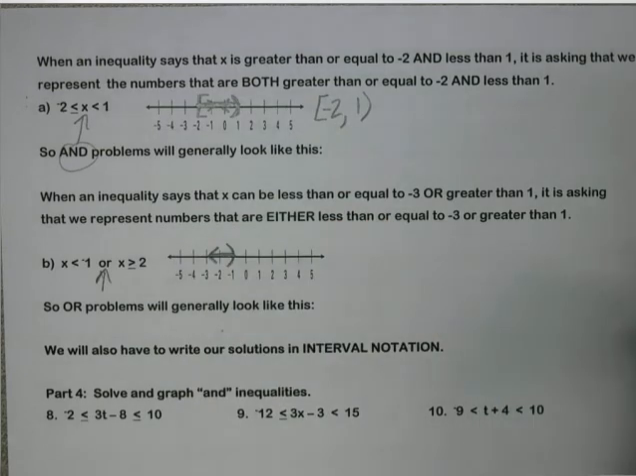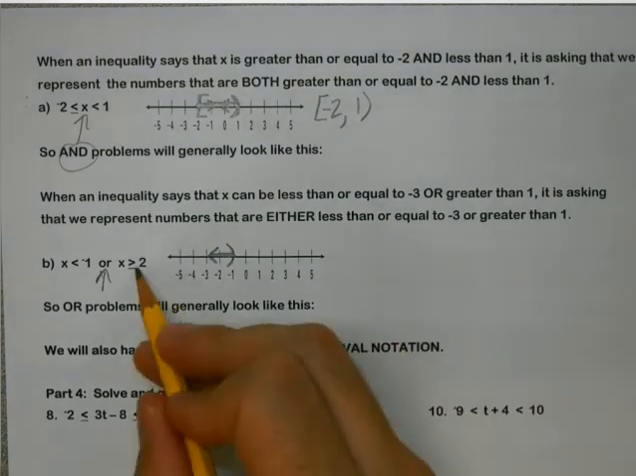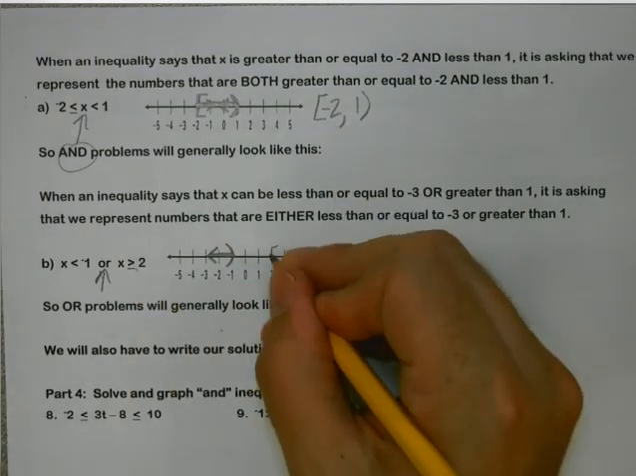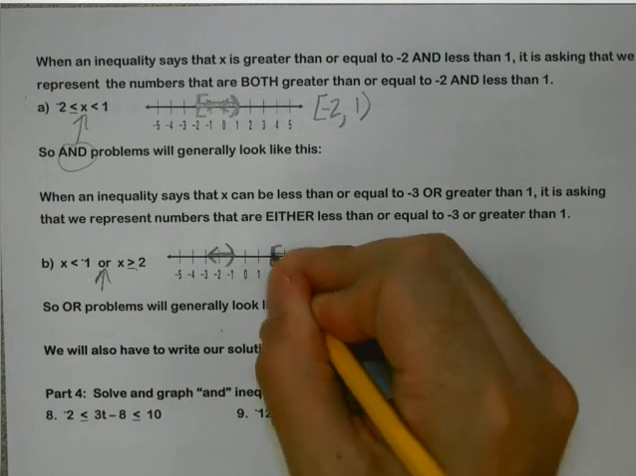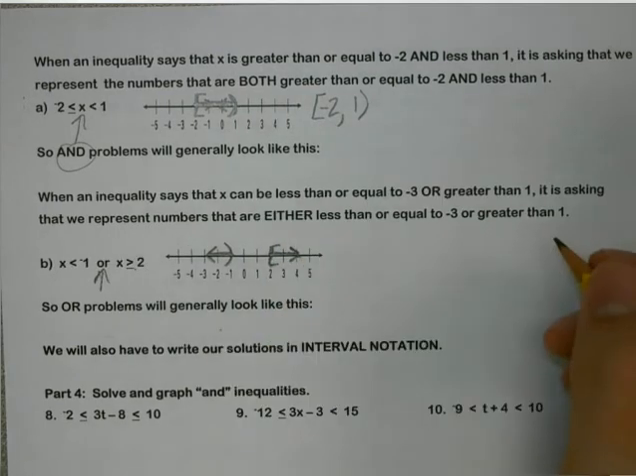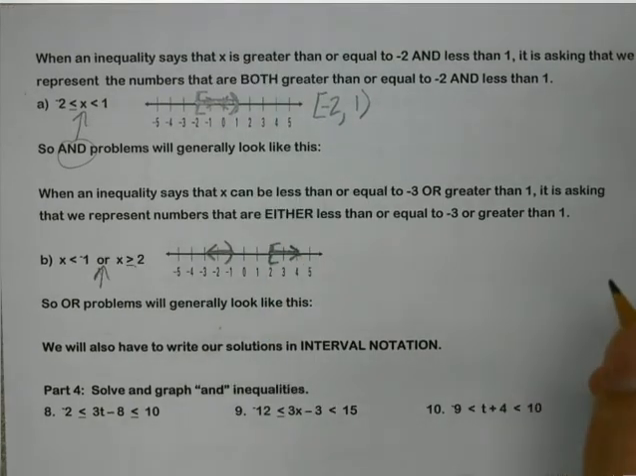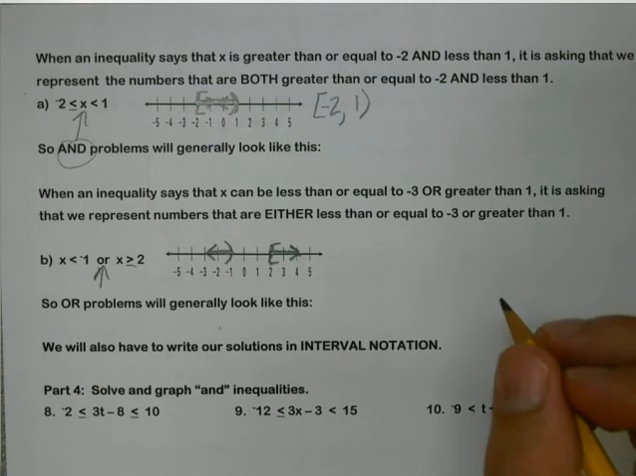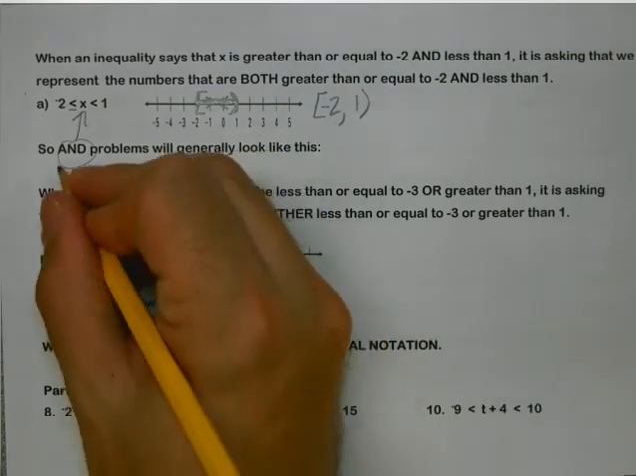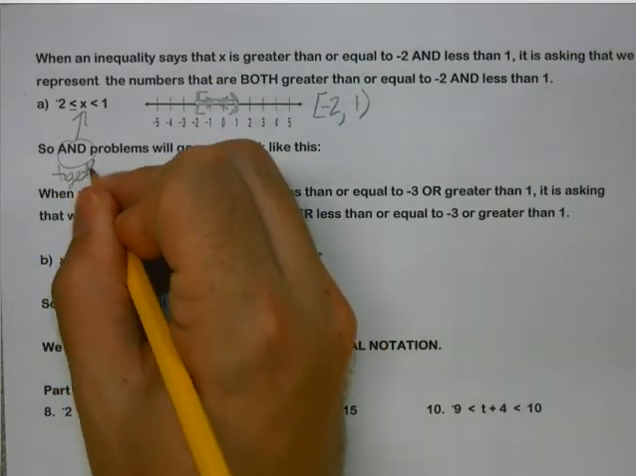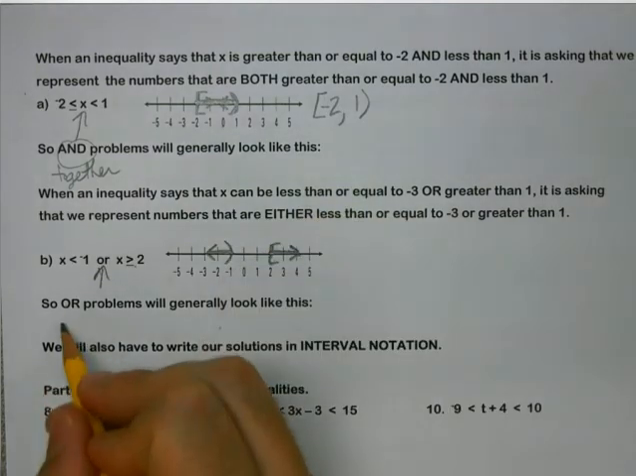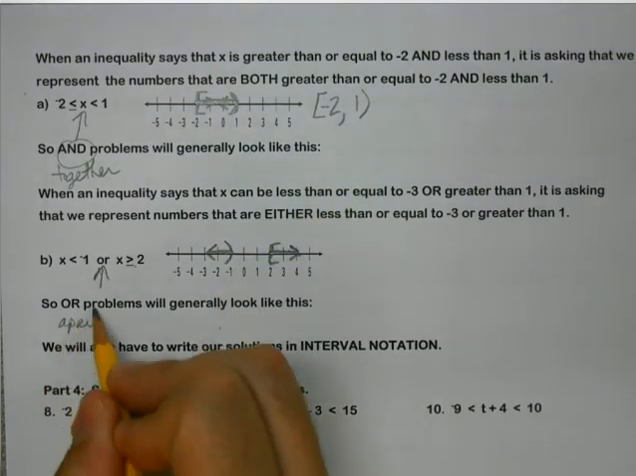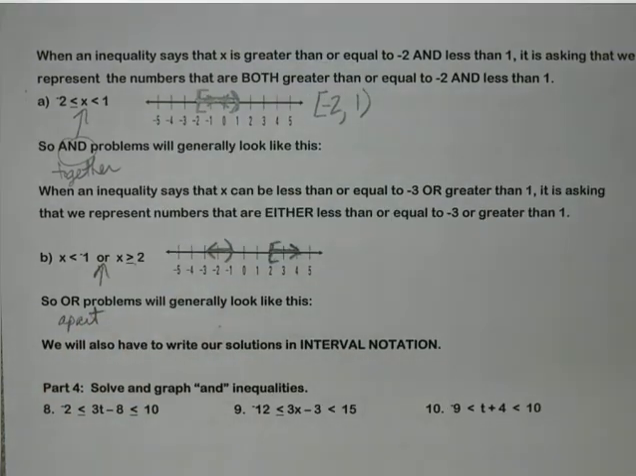Okay, there's my x is less than -1. And here's my x is greater than or equal to 2. Now you notice those don't combine in the middle. Those go opposite each other. So typically, and problems tend to come together for their solution, and or problems go opposite or apart from each other.